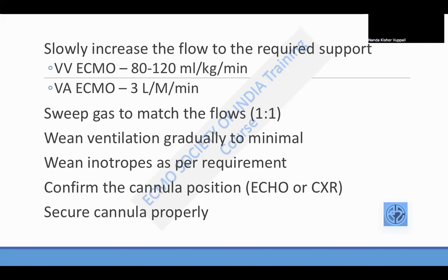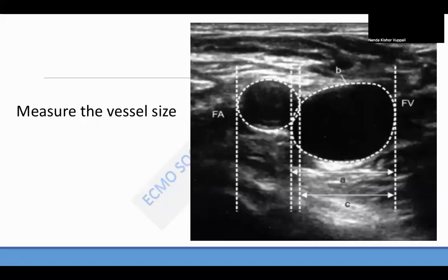Once you've got adequate flows and the patient stabilizes, you confirm the cannula position. Usually what we tend to do is a bedside echo, by transthoracic echo, looking at the cannula position and securing the cannulas. And then later on we get X-rays to confirm the cannula position. So this is what I meant by ultrasound guidance for the cannulation.